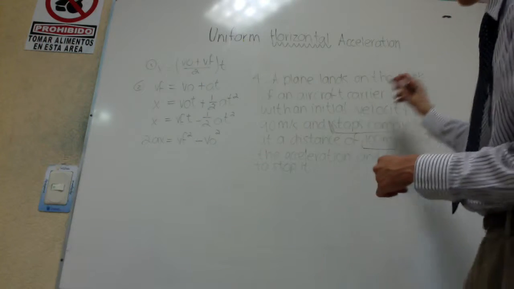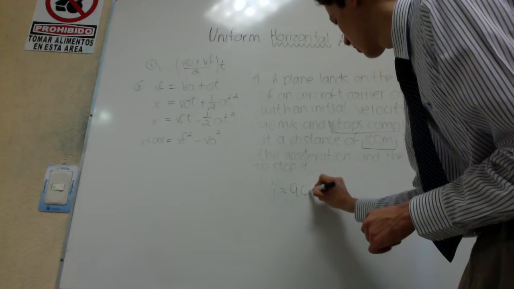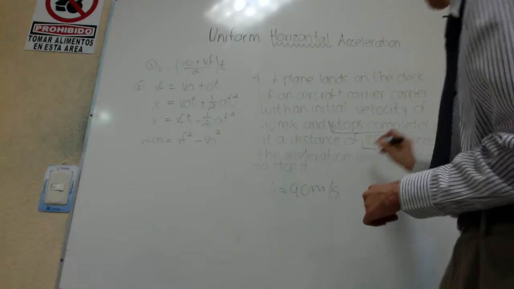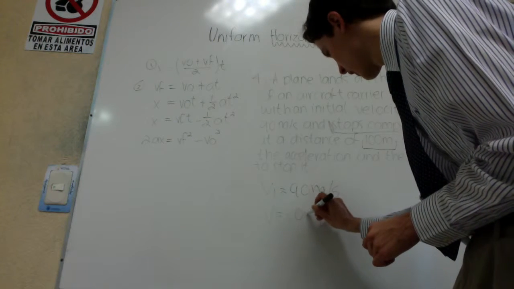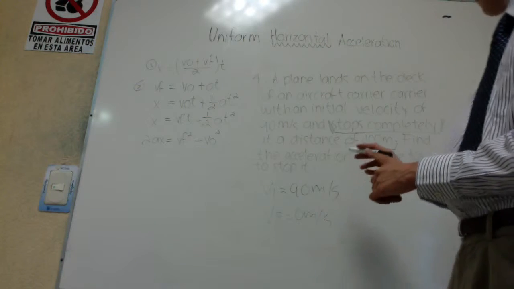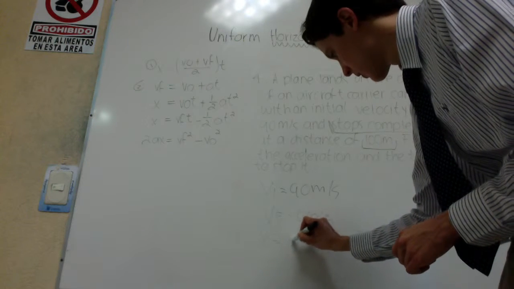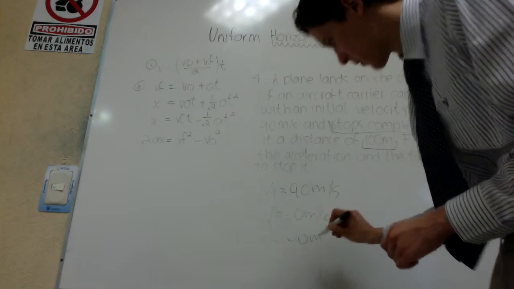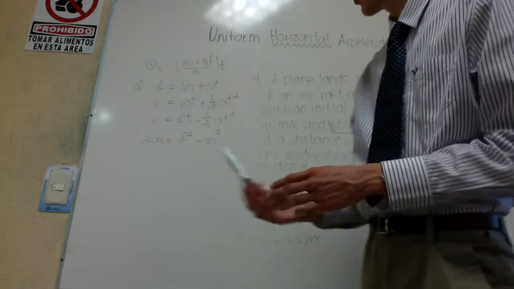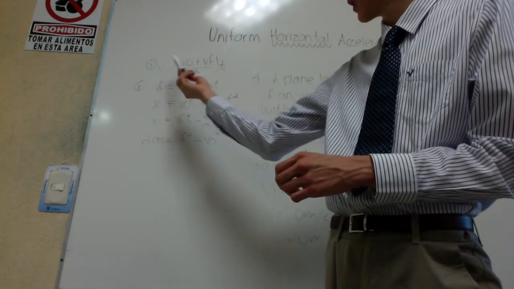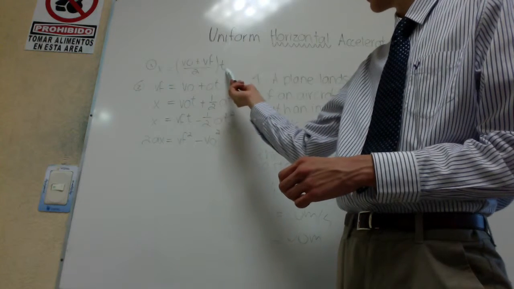So let's see, my data gives me the initial velocity, 90 meters per second. Final velocity, as I said previously, 0 meters per second. And a distance, x equals 100 meters. I'm going to look at my formulas, alright? I'm going to use this one. Why? Because I have the distance, initial and final velocity, divided by 2, and then I can get the time.